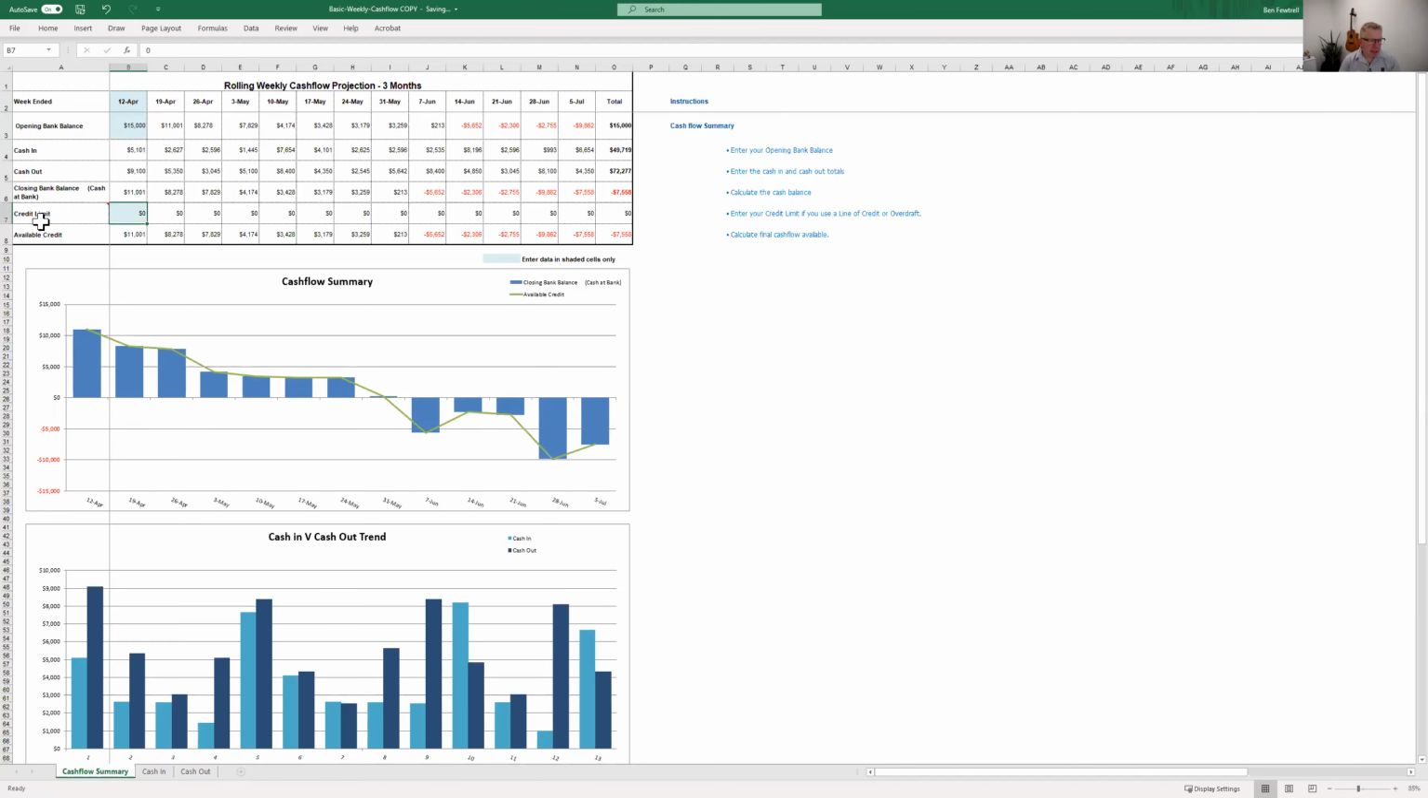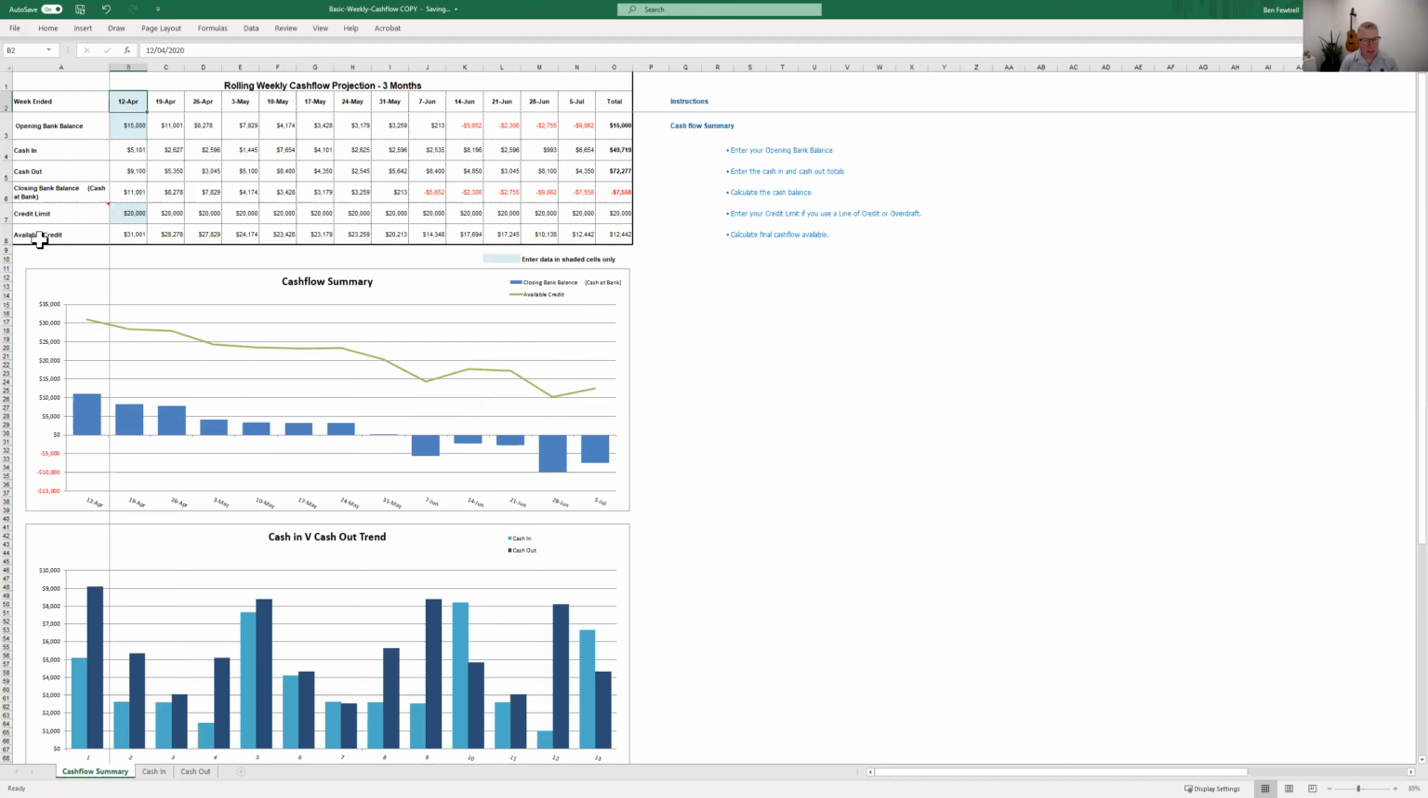Now this credit limit here is if you have an overdraft or a line of credit available. So it's not if you have a $50,000 limit and it's all used, because that's not available anymore. We only want to know what's available. So if you have 20,000 available, you can put that in there as well. Okay, so we're going to put that in there.